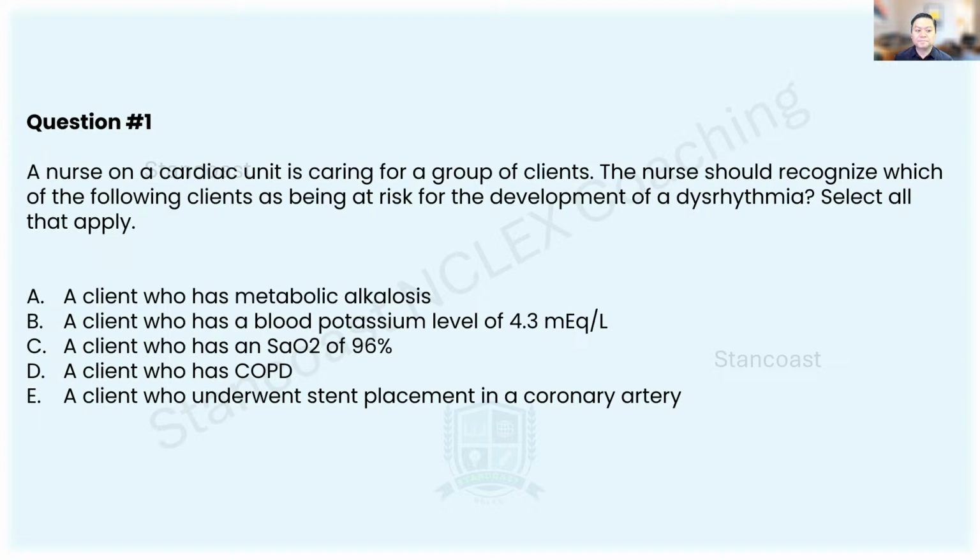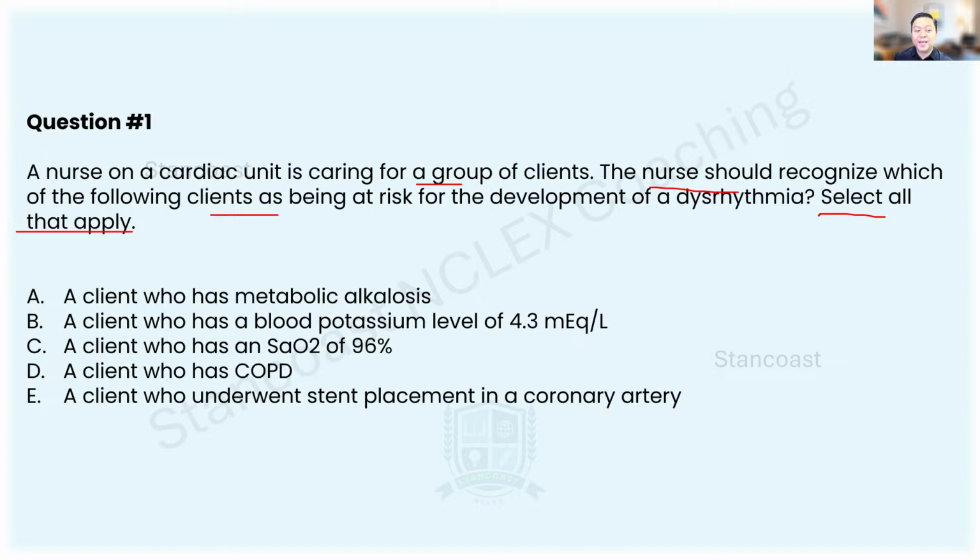What do you think about this test item? I'm seeing ADE by James. Select all that apply. So you are taking care of a group of clients. The nurse should recognize which of the following clients as being high risk for the development of dysrhythmia. ADE, okay, or ABE. I'm seeing AE. Okay. What are the answers for this?